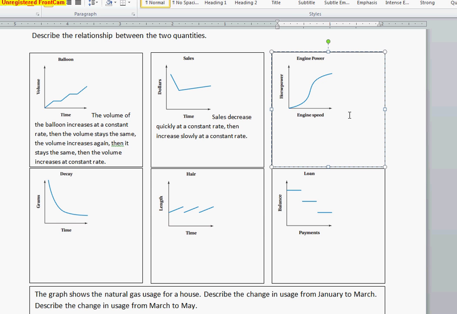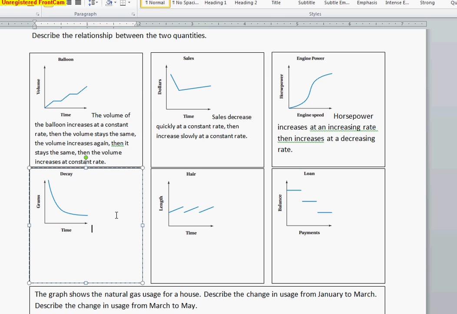So this next one, we'll talk about horsepower, since they're using that phrase right here. So the engine power deals with horsepower and engine speed. So we'll say horsepower increases at an increasing rate. Then increases at a decreasing rate. And so we can see that as it's going up, it's definitely going a lot faster right here. That's that increasing rate. And then it's still increasing, but it's at a decreasing rate. It's not increasing as fast.